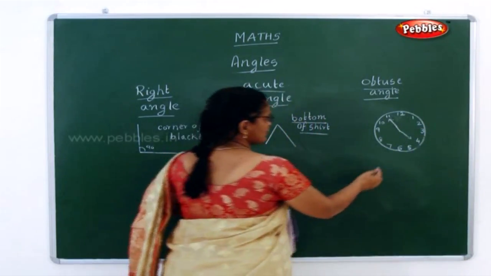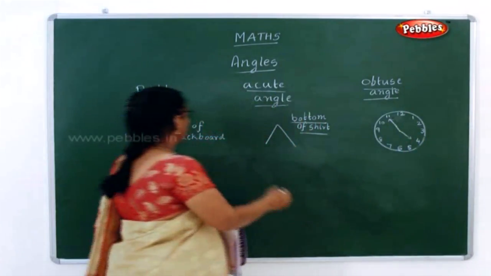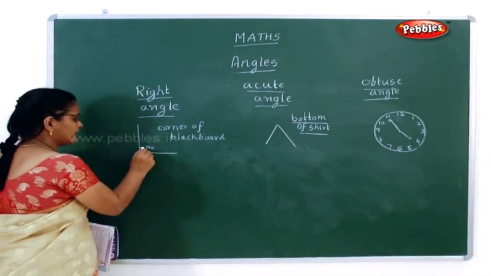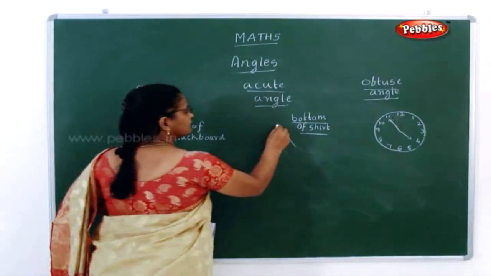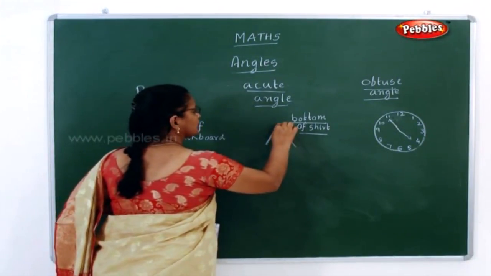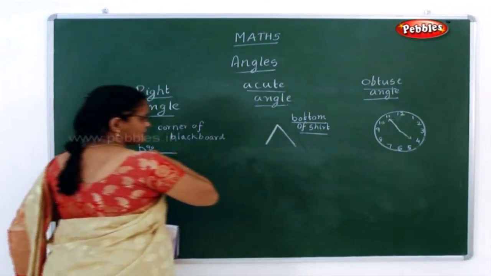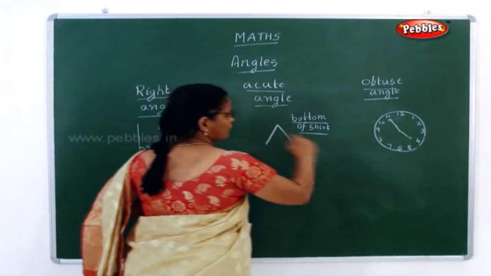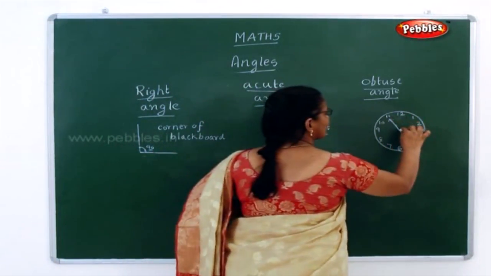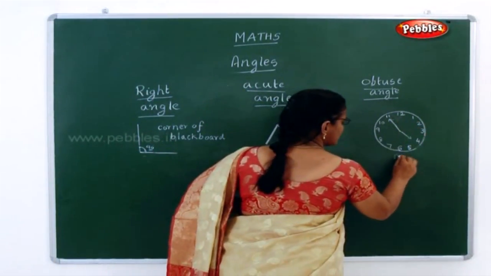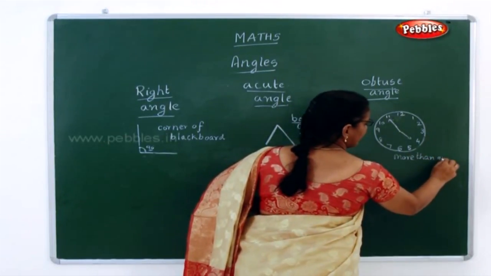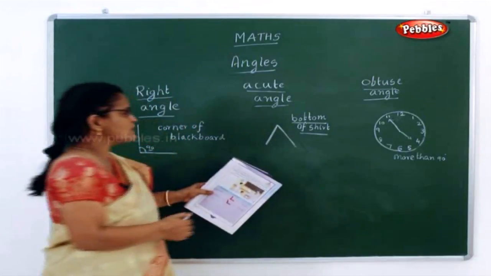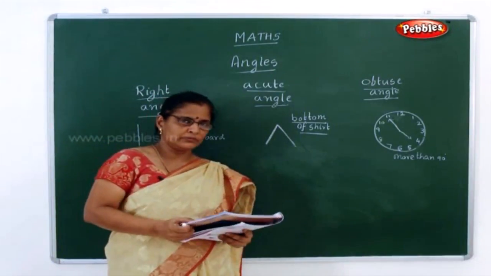So this is the hands of the clock, an obtuse angle. Now what is a right angle? This right angle corner of the blackboard is equal to 90 degrees, and this bottom of the shirt is what you call less than 90 degrees, which is called an acute angle. Here, the hands of the clock is more than 90 degrees. This is what you call the obtuse angle. The rest of the things you can just find out in your classroom.